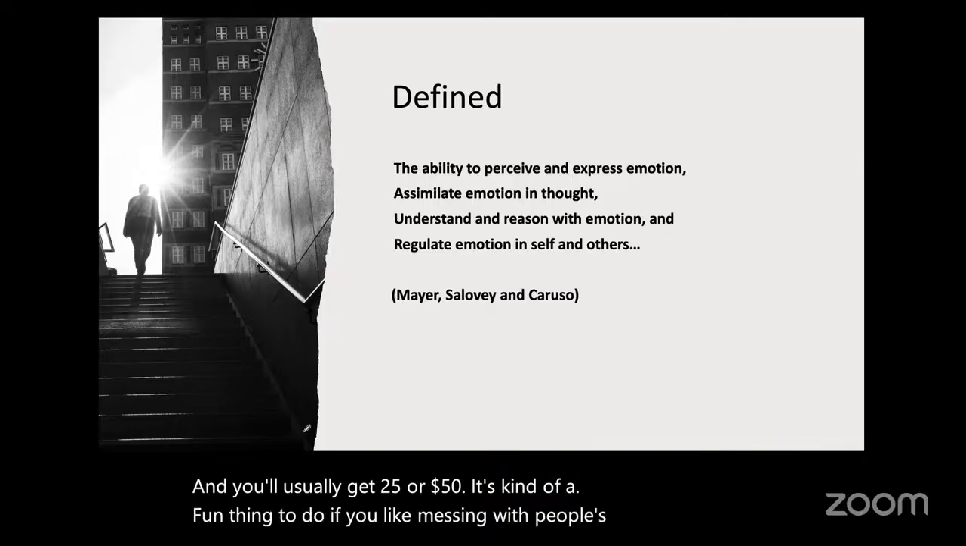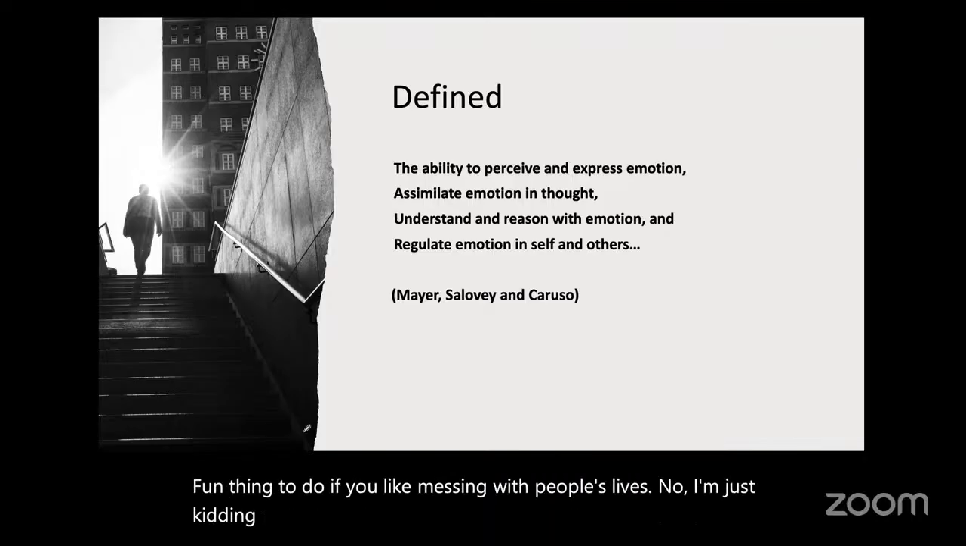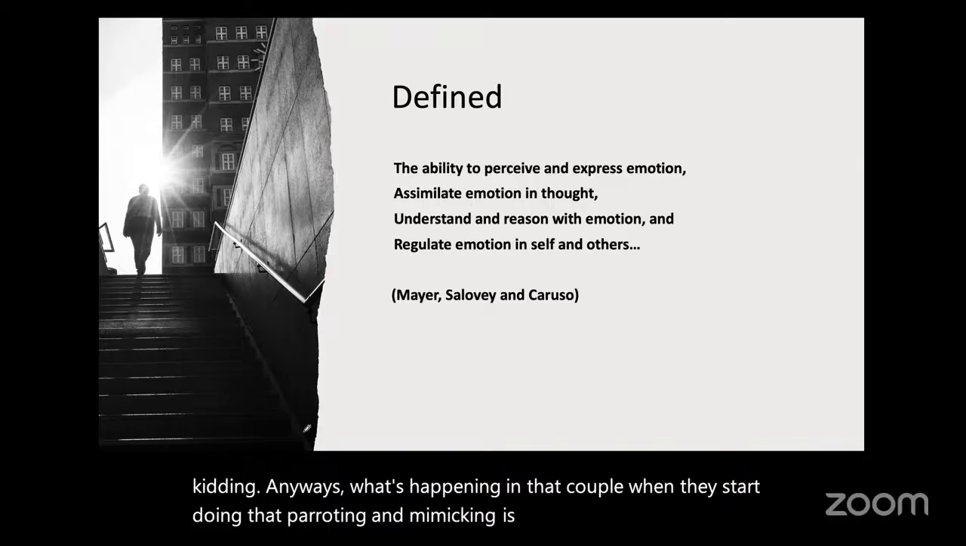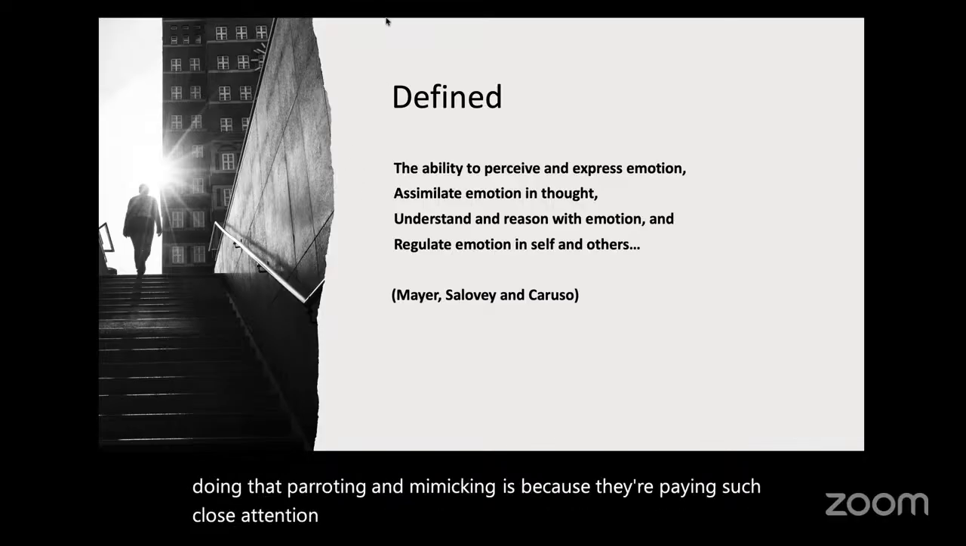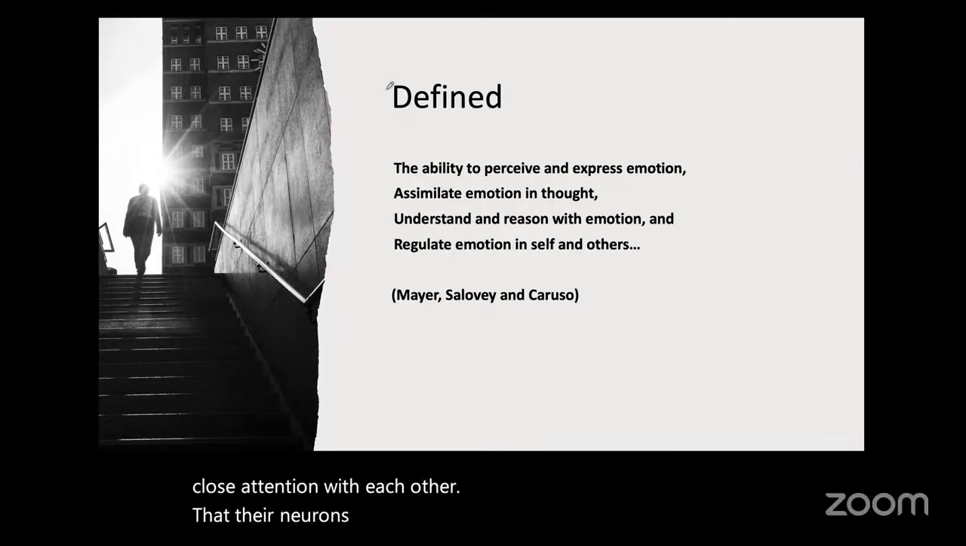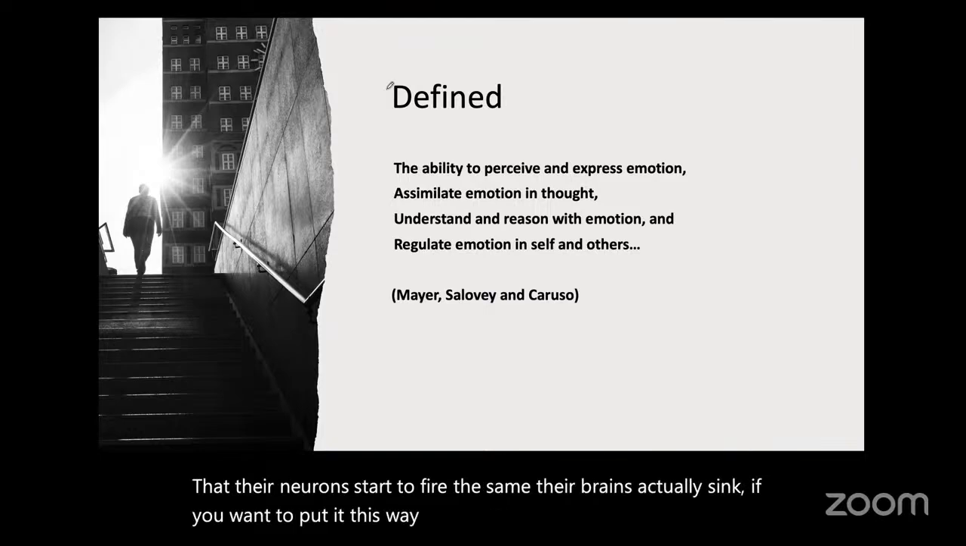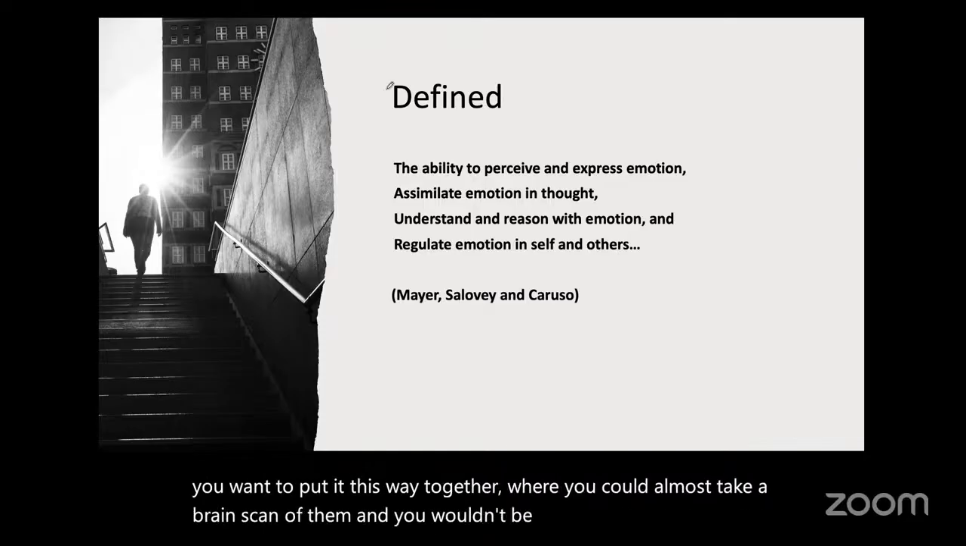No, I'm just kidding. Anyways, what's happening in that couple when they start doing that parroting and mimicking is because they're paying such close attention with each other that their neurons start to fire the same. Their brains actually sync, if you want to put it this way, together, where you could almost take a brain scan of them and you wouldn't be able to tell which one is which.